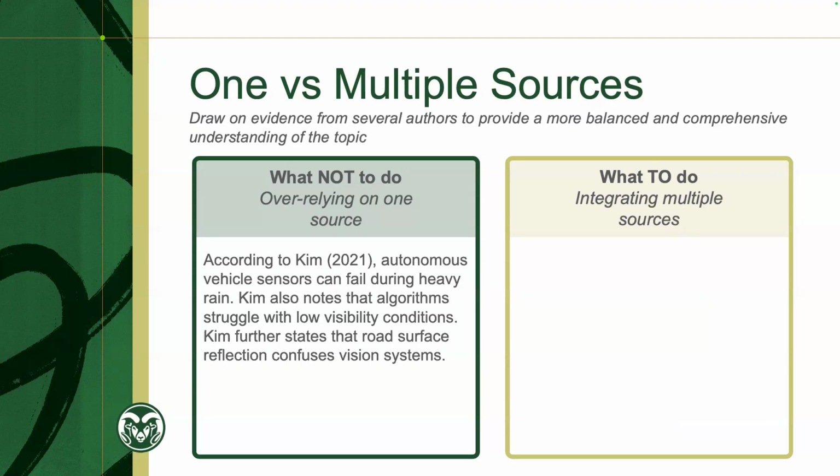An example here would be: according to Kim 2021, autonomous vehicle sensors can fail during heavy rain. Kim also notes that algorithms struggle with low visibility conditions. Kim further states that road surface reflection confuses vision systems. I'm sure Kim is well merited to be making these claims, but what do other people say? And is Kim representative of the literature? So instead, we should be integrating multiple sources.